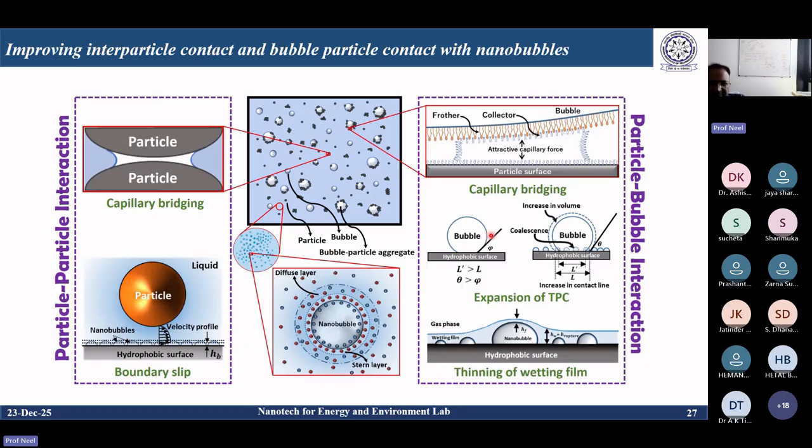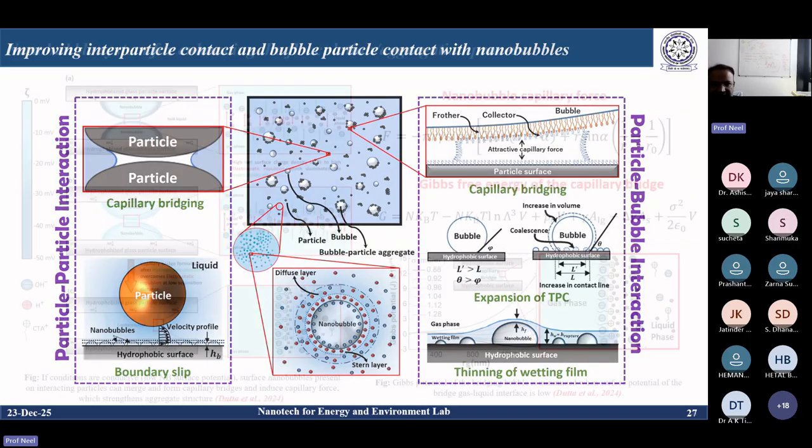So what it does actually, nanobubbles basically attach on the surface of the particles. For example, if you see in this figure, these are the particles and these are bubbles. So bubbles basically are here on the particle, and it forms a bridge. So it forms the capillary bridging between particle to particle, and this capillary bridging is basically responsible for collection of the particle, right? So that's what happens actually.